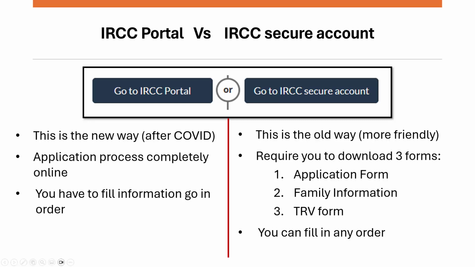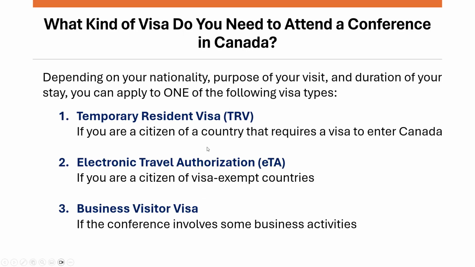Okay. So actually, to conclude for you what was the confusion for me, I found that there are three types of visas that you can apply for if you want to attend the conference. Either you apply for a temporary residence visa, this is the TRV, if you are a citizen of one of the countries that requires a visa to enter Canada, which was the case for my situation. Otherwise, you can apply for an ETA, the Electronic Travel Authorization, if you are a citizen of one of the visa exempt countries.